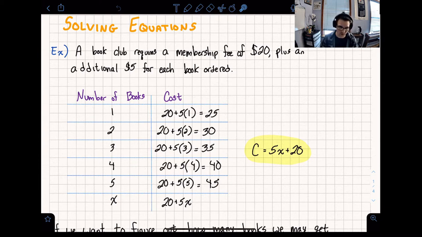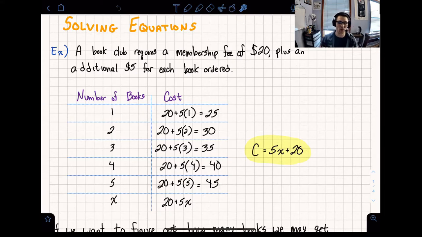So if you join the book club and you only read one book, it's going to cost you $20 to sign up for the club, plus that $5 for the one book, $25. And then we can keep going to find out what our cost is at different numbers of books. If we have 2 books, our equation is 20 plus 5 times 2, $30. 3 books, 20 plus 5 times 3, 20 plus 15, $35. 4 books, 20 plus 5 times 4, 20 plus 20, $40. And 5 books, 20 plus 5 times 5, 20 plus 25, $45.